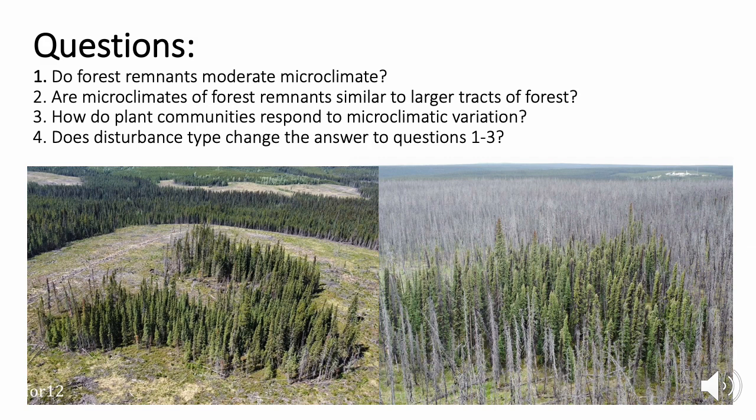So in these photos, on the left you see a retention patch, and on the right you see a wildfire skip. You can see some differences in structure there, especially with respect to the amount of snags and dead wood. And so are these differences enough to drive differences in microclimate or plant community?